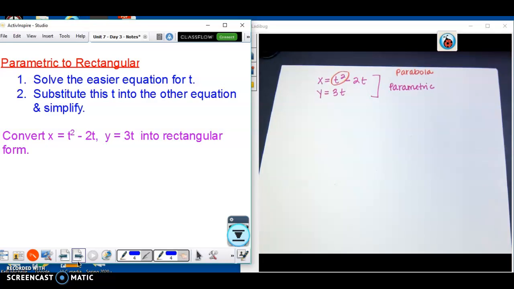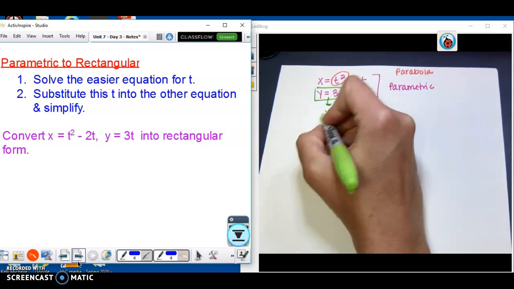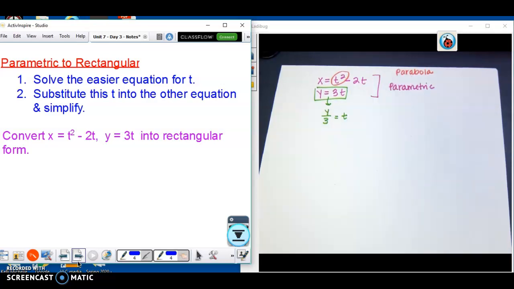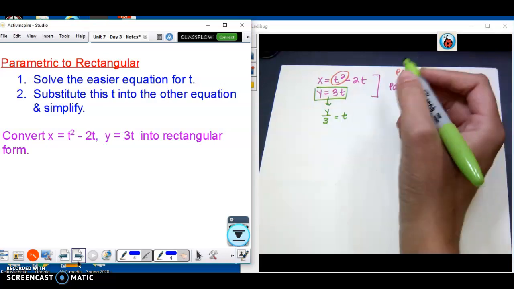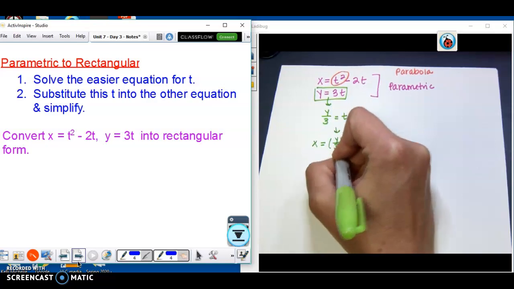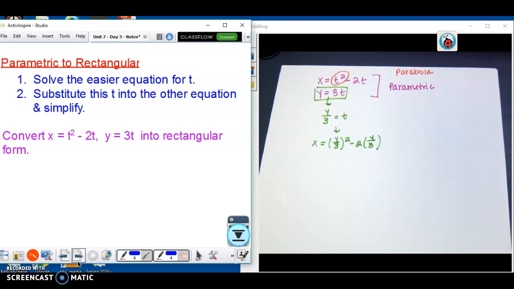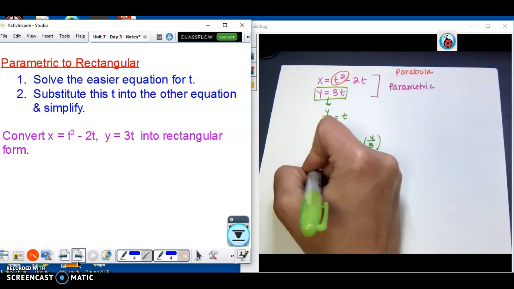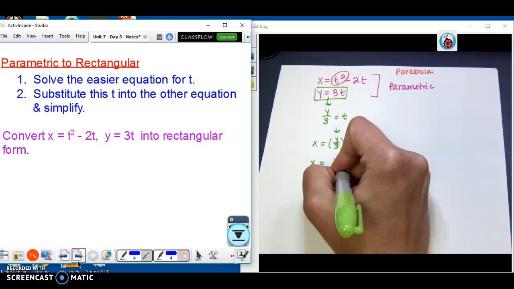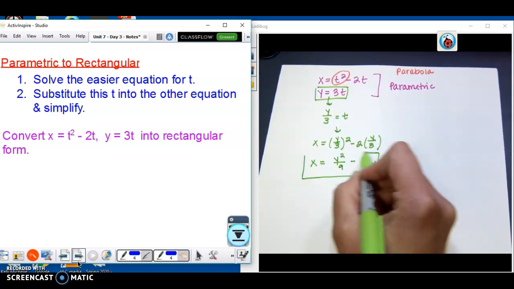The easiest one to solve for t would be this y equals 3t. So y divided by 3 equals t. If you would rather think of it as 1/3 y, that's perfectly fine. Your next step is you're going to plug this into your other equation. So you get x equals y over 3 squared minus 2 times y over 3. You can simplify if you want to. This would be y squared over 9 minus 2/3 y. And that is as good as you need to get.